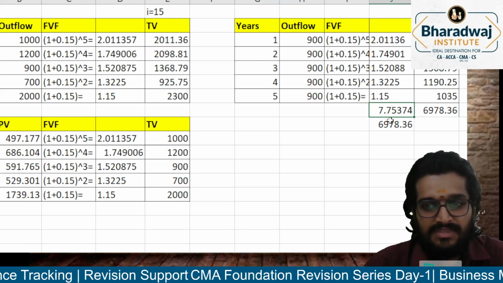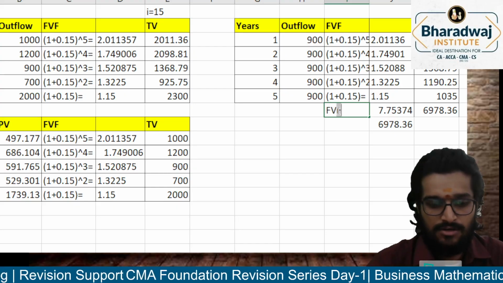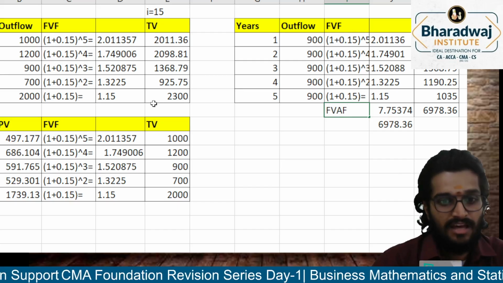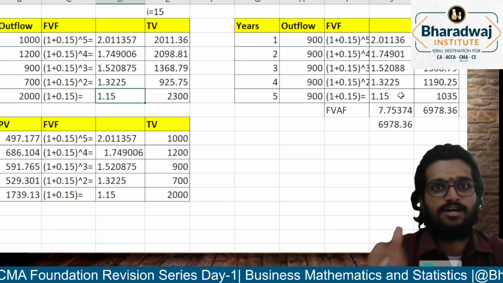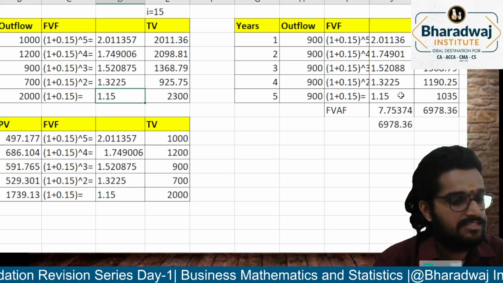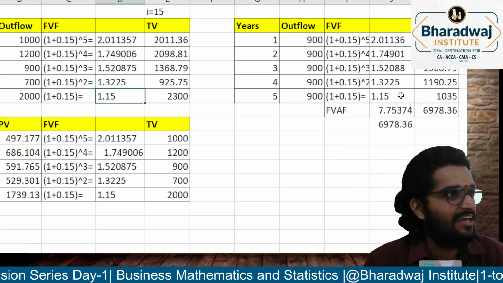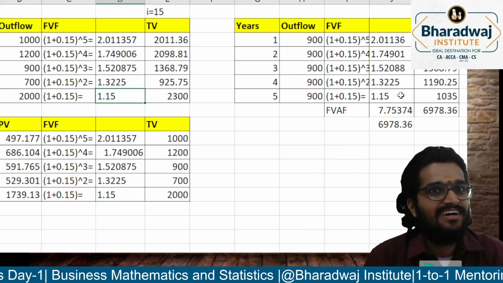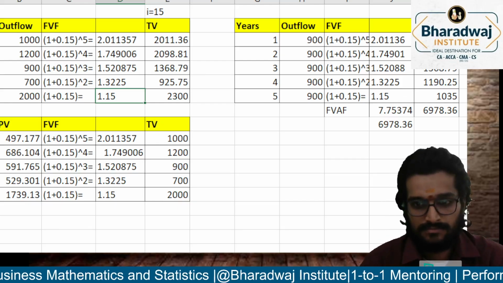This sum, this 7.75, is what we call the future value annuity factor. Here we call it future value factor, whereas the sum of all the factors, I call it future value annuity factor. Clear? If I interpret the same thing for present value, I will get present value annuity factor. That's it.